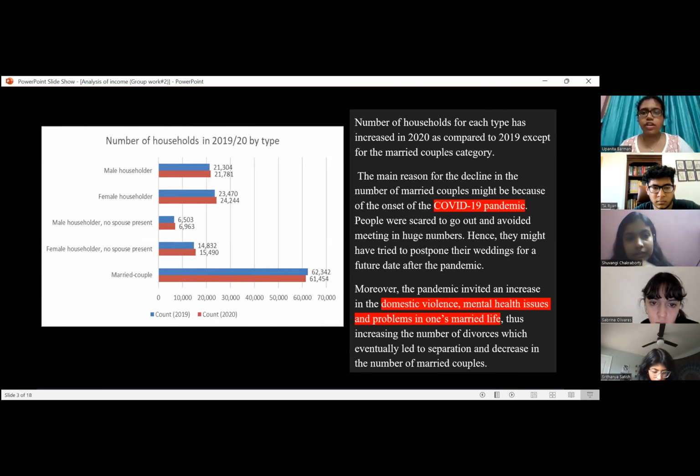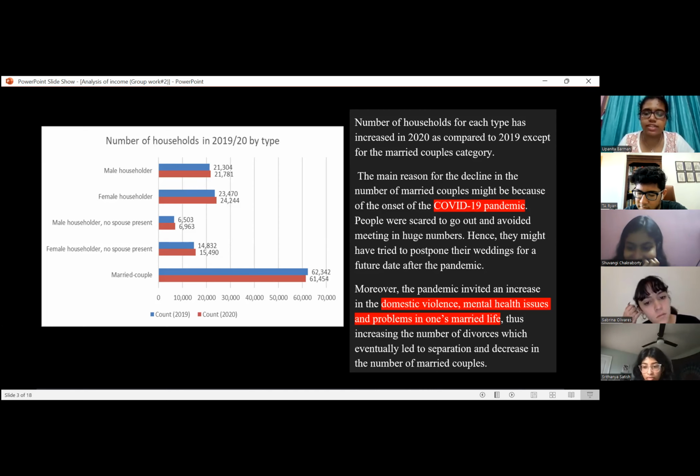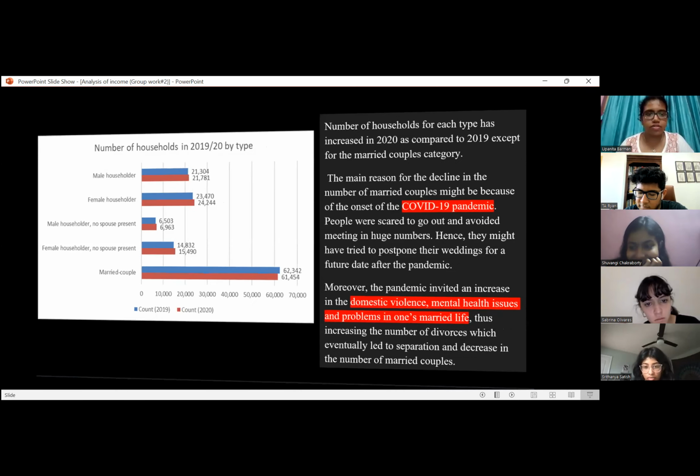Okay. So if we look at this slide, the number of households for each type has increased in 2020 as compared to 2019, except for the married couples category. The main reason for the decline in the number of married couples might be the onset of the COVID-19 pandemic. People were scared to go out and avoided meeting in huge numbers. Hence, they might have tried to postpone their weddings for a future date after the pandemic. Moreover, the pandemic brought an increase in domestic violence, mental health issues, and problems in one's married life, thus increasing the number of divorces, which eventually led to separation and a decrease in the number of married couples.